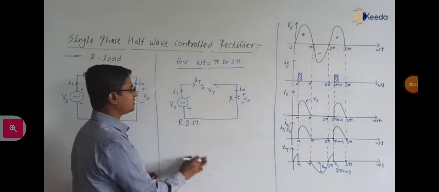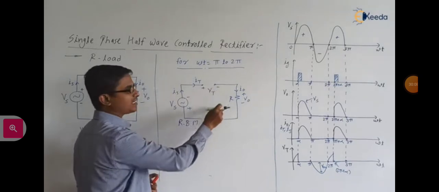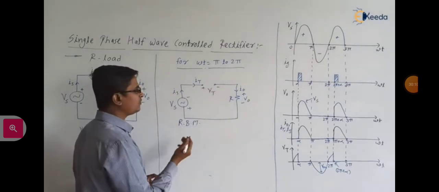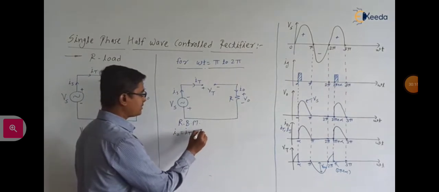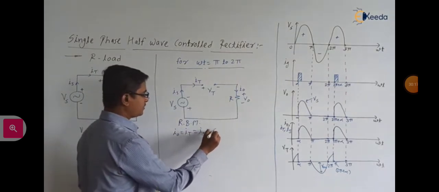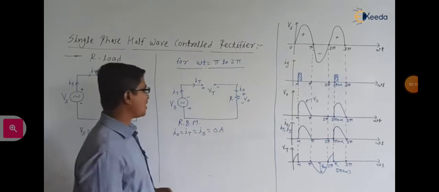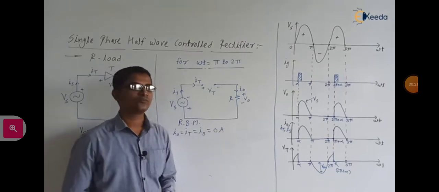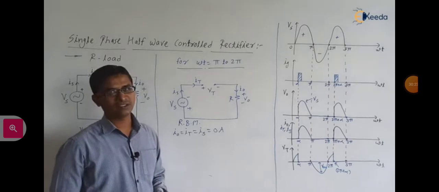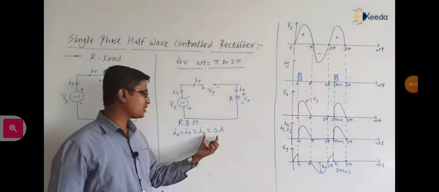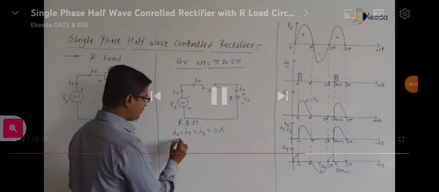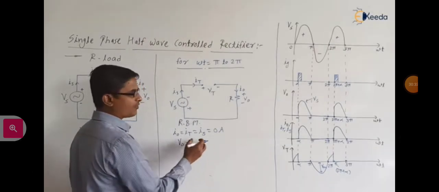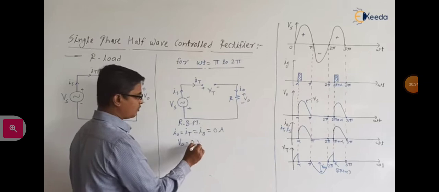Since the thyristor is acting as an open switch, the current in the loop will be 0. So we can write I0 equal to IT equal to IS equal to 0 ampere from pi to 2 pi, as the thyristor is in the off state. Next, if the current is 0, what is V0? V0 is equal to I0 into R according to Ohm's law, so V0 is equal to 0 volt.